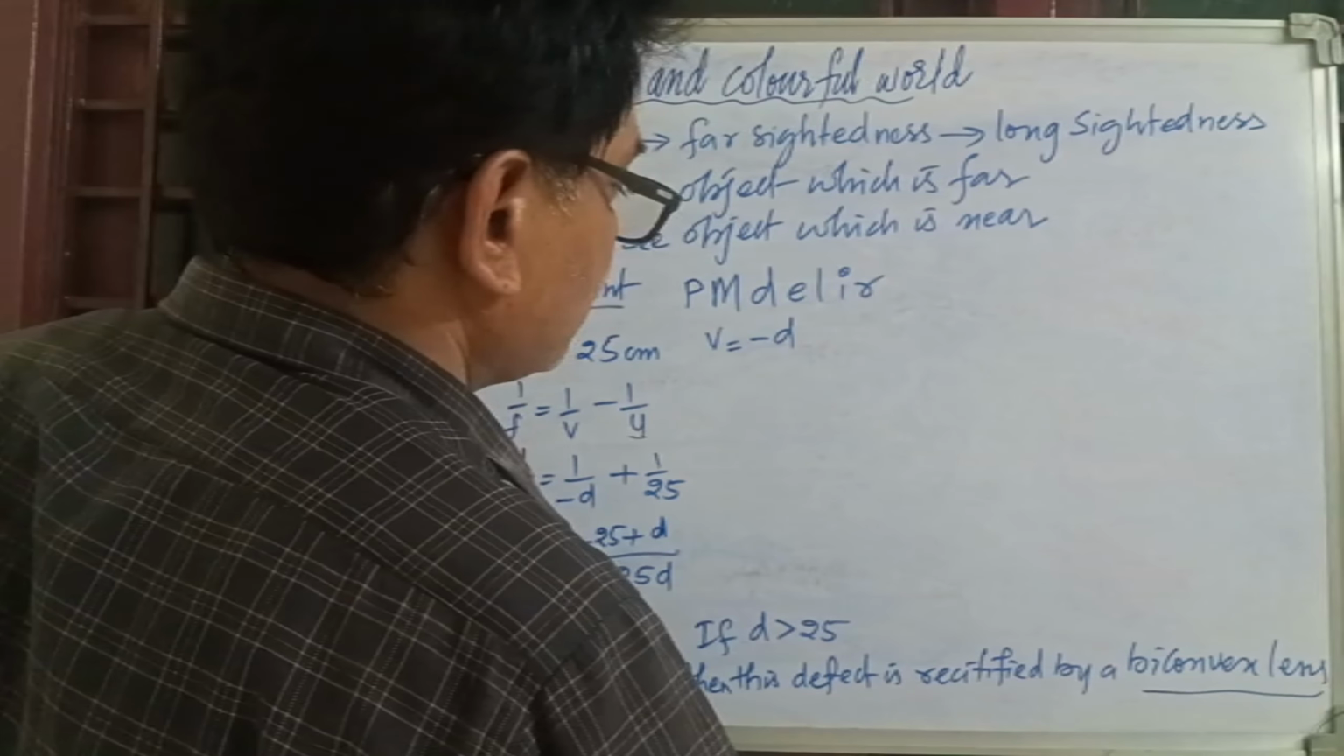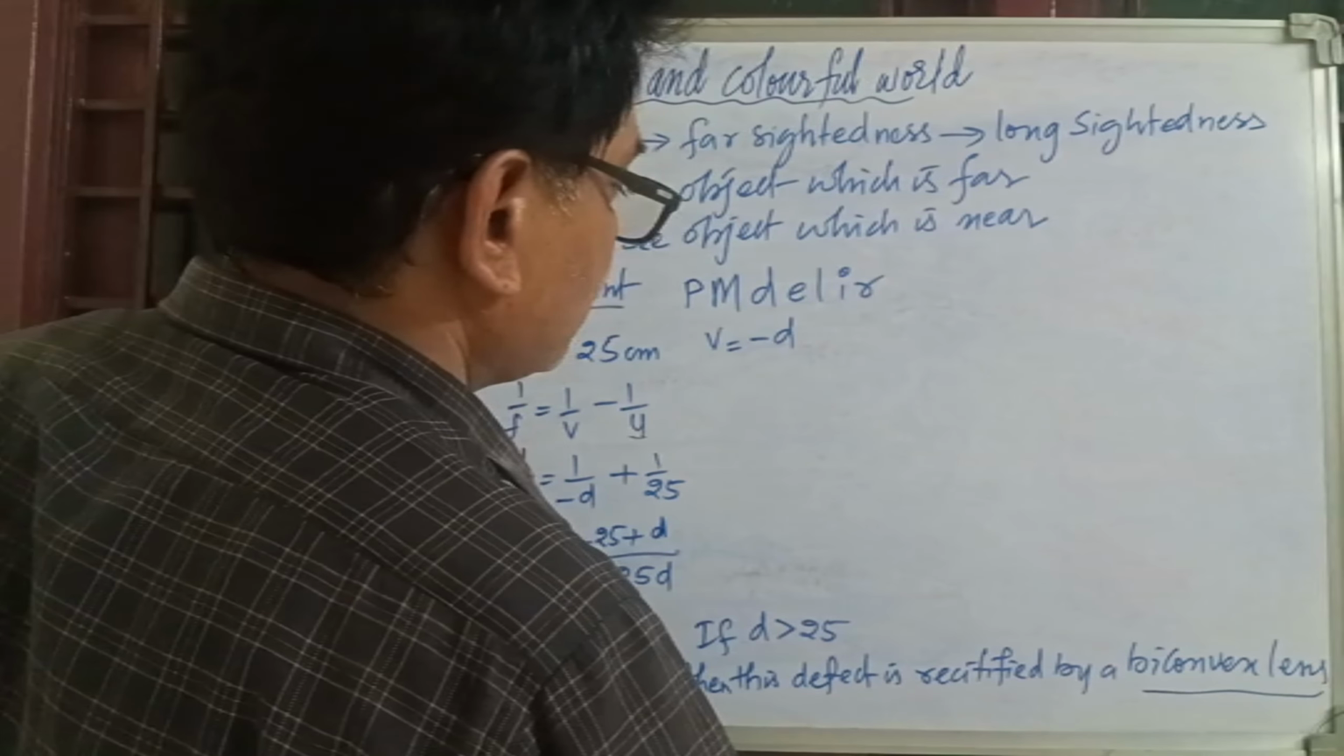So once again I tell you, near point. Some students get confused with this one. Near point, u is equal to minus 25 and your v is minus d since it is a defect. So 1 by f is equal to 1 by v minus 1 by u, which is minus 1 by d plus 1 by 25, because minus into minus is plus. My LCM is 25d, so 25d by d minus 25 is f, and if d is greater than 25, then this defect should be corrected with a biconvex lens. Now I show you the diagrams.